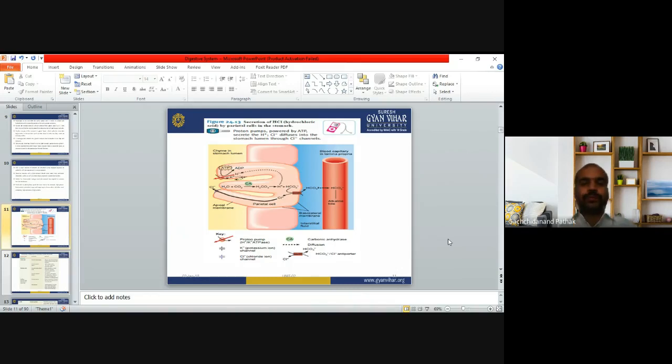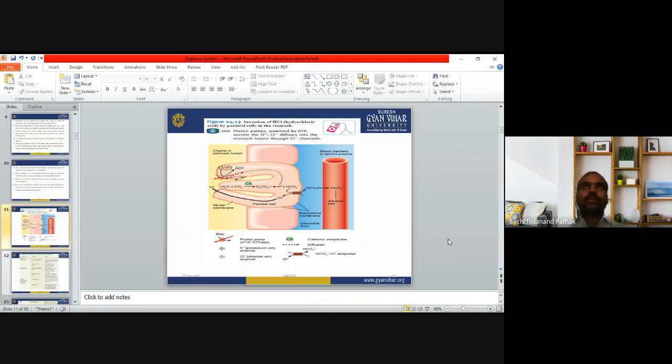So now these are the images. You can see how the HCl will be produced: secretion of HCl, hydrochloric acid, by the parietal cell in the stomach. You can see the yellow color is the chyme in the stomach lumen, pink is the parietal cells, and blue is the interstitial fluid, and the blood capillaries are there, in the lamina propria. You can see the pink color, that is the parietal cell structure.